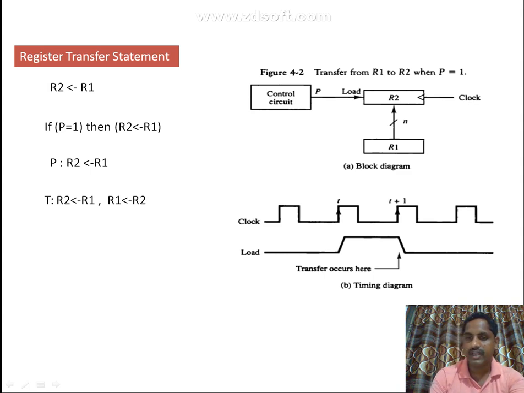It finds the load input active and the data input R2 is then loaded into the register in parallel. When T is activated, the data will be loaded at T plus 1, and T plus 1 finds the load input active and the data inputs of R2 loaded into the register in parallel. That is called the timing diagram.